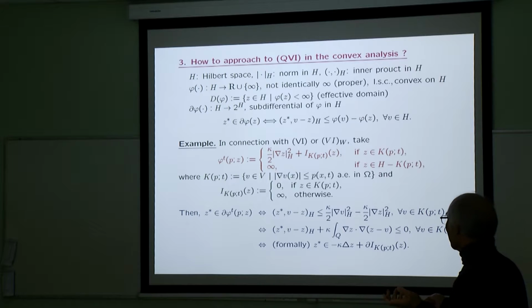So, a concrete case, just the same variational inequality which I mentioned already. We take as a convex function phi_P, which is given by this formula: the square gradient, the L2 norm, plus the indicator function of this convex set, which is defined by this formula. Z is in the convex set K_P, the value is 0, otherwise plus infinity.